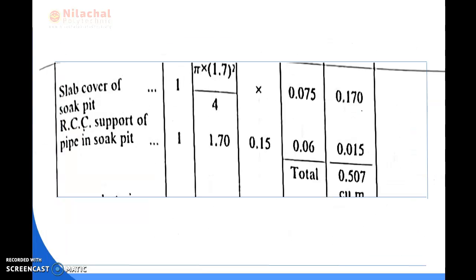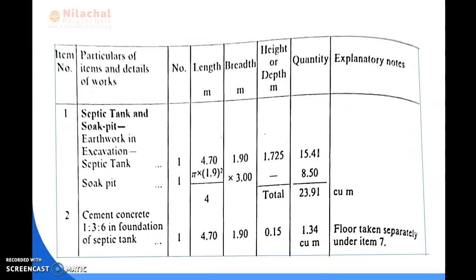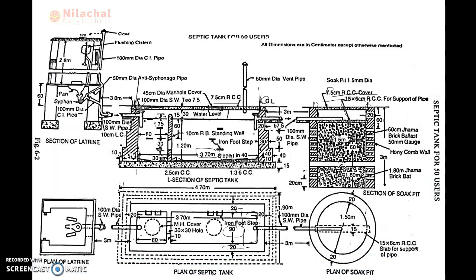Okay, so we need to calculate. So breadth is 15 centimeter, okay, 0.15. 6 is the thickness, which is 0.06 meter, and we need to check the length of the RCC support which is provided in case of soak pit. Okay, the length is equal to the RCC cover length.